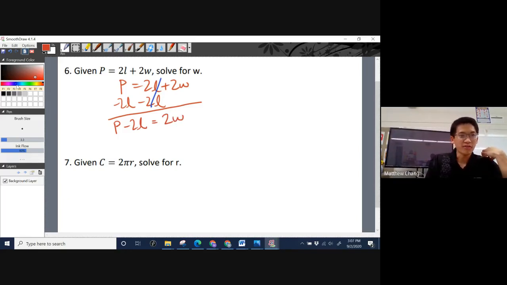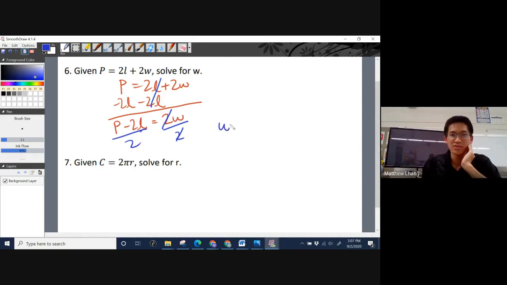We want to further isolate W, so we can divide by 2 on both sides. This cancels with this, and we're left with W. So W equals P minus 2L, all divided by 2.